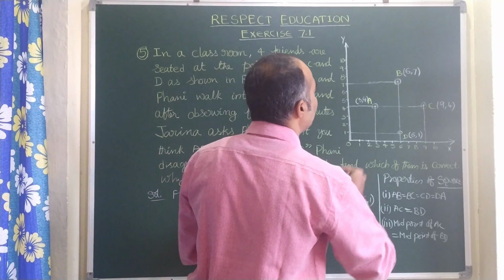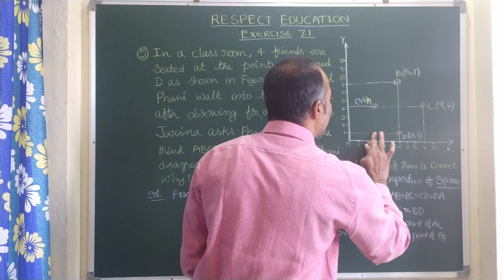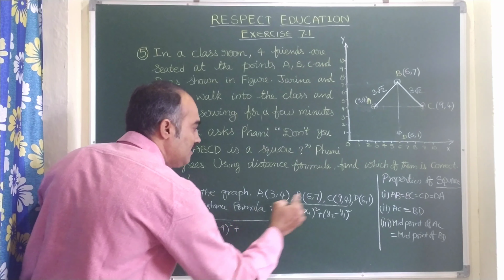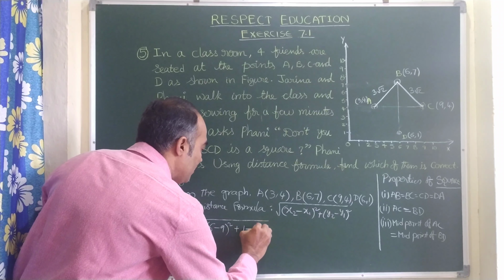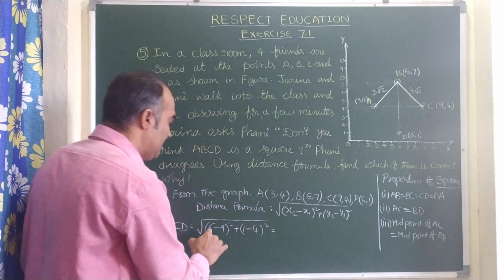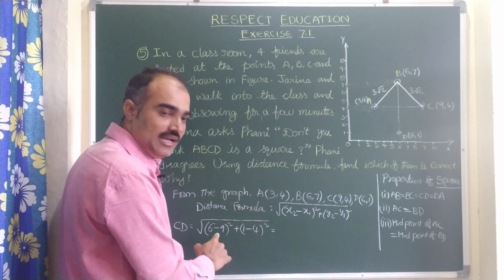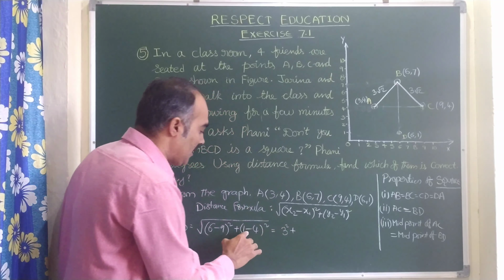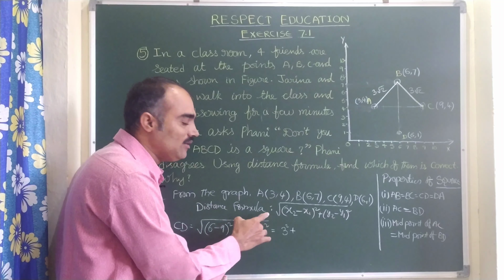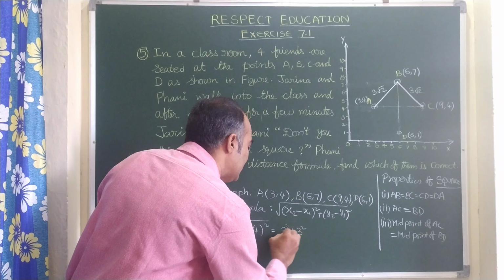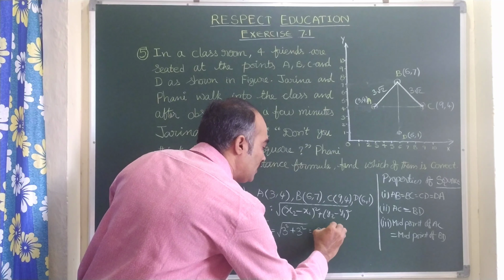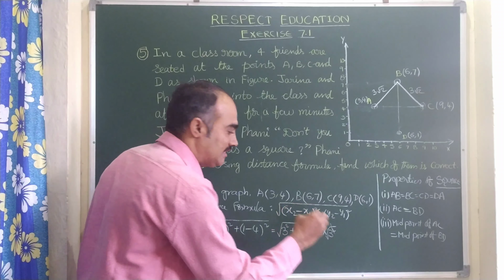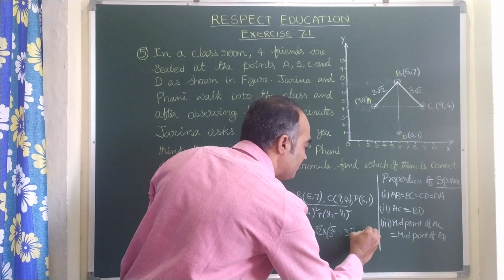Now the distance between C and D. Here we have 6 minus 9 whole square plus 1 minus 4 whole square. 6 minus 9 is minus 3. Minus 3 whole square can be written as plus 3 square. So I am writing 3 square plus 1 minus 4 is minus 3. Minus 3 whole square is nothing but plus 3 square. So this is also 3 square under root. This is again 2 times 3 square. Let us split the root. So here square and root get cancelled. This is 3. So 3 root 2 units.